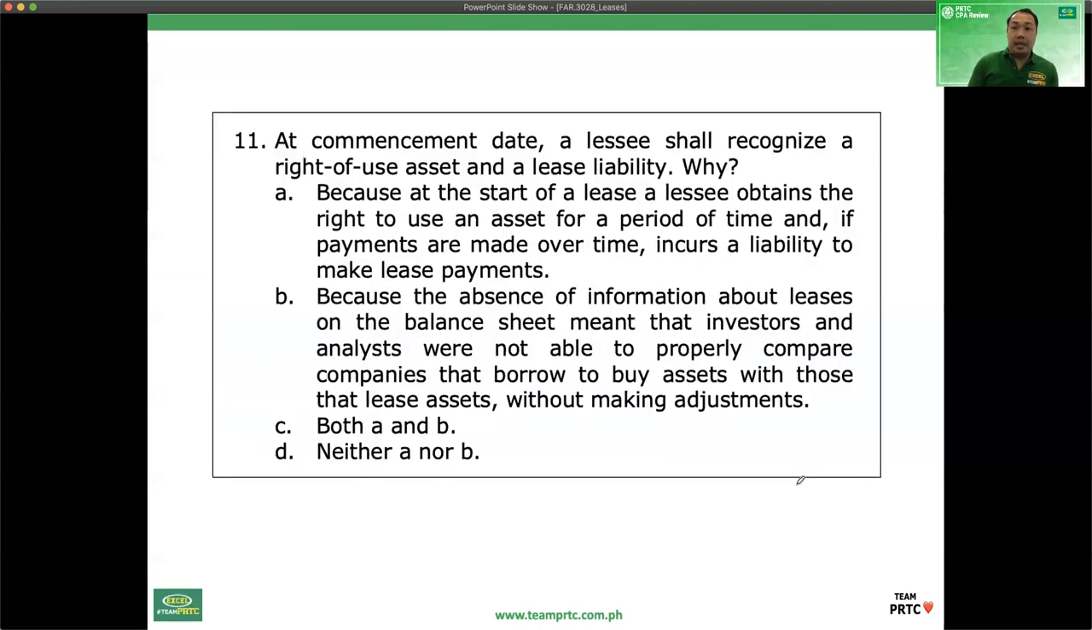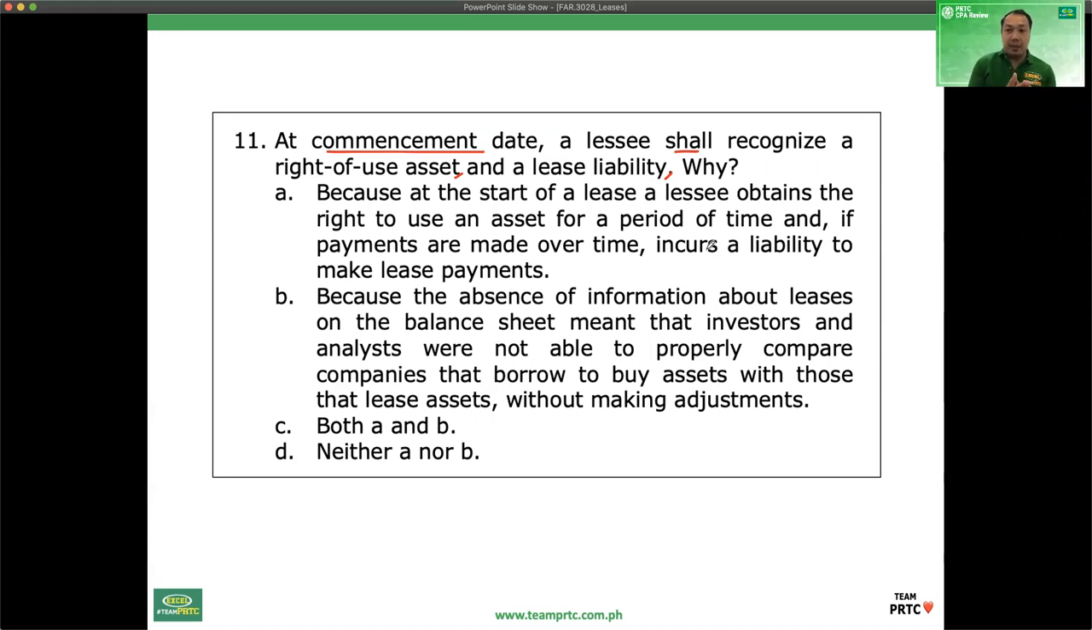Okay, number 11. At commencement date, so dyan nire-recognize commencement date. A lessee shall recognize, so required, shall recognize a right of use asset and a lease liability. So actually, under PFRS 16, required na ngayon na si lessee mag-recognize ng right of use asset and lease liability.